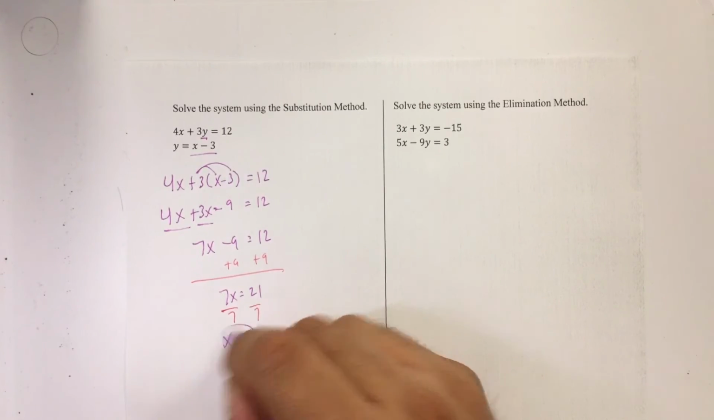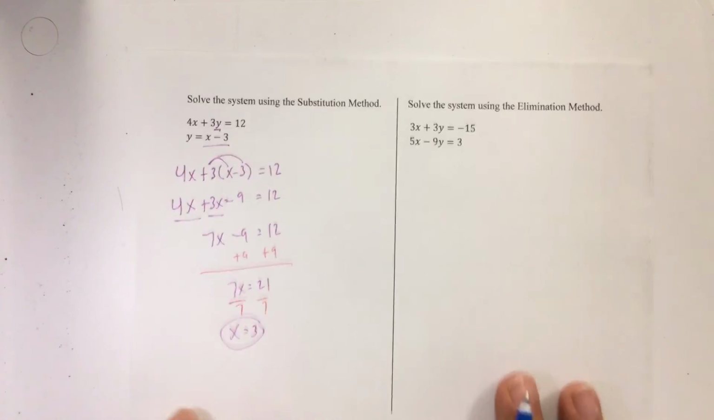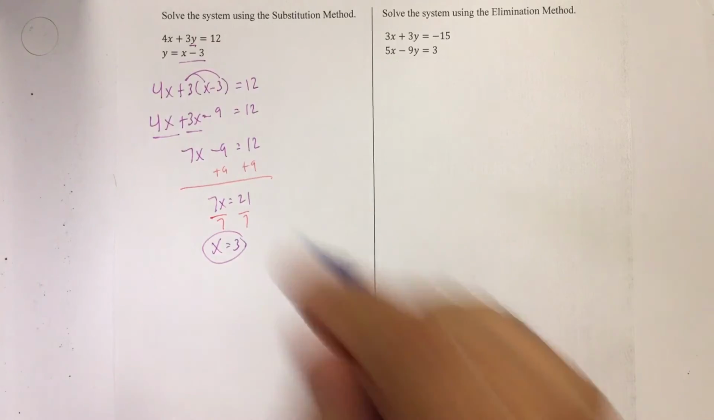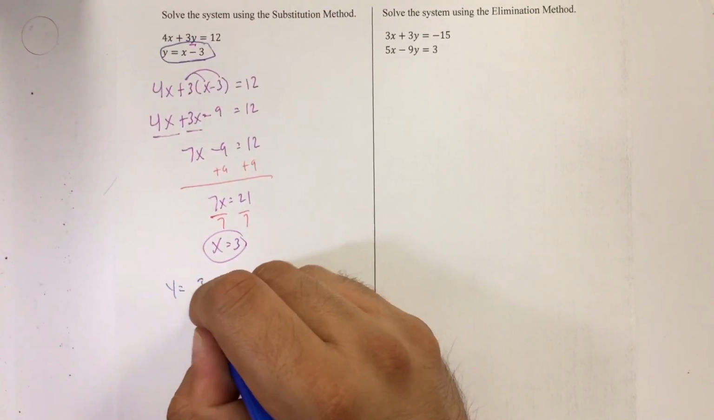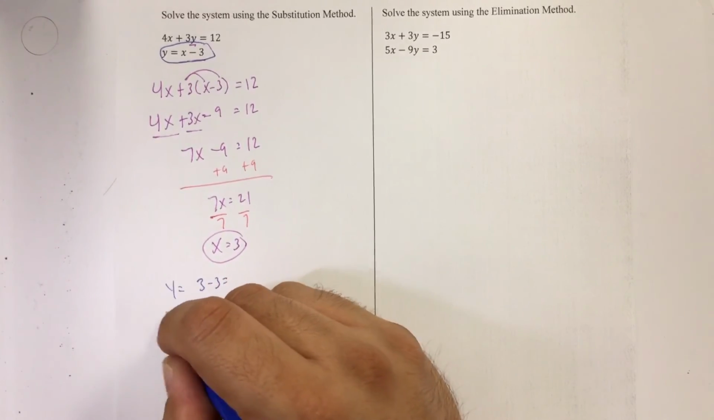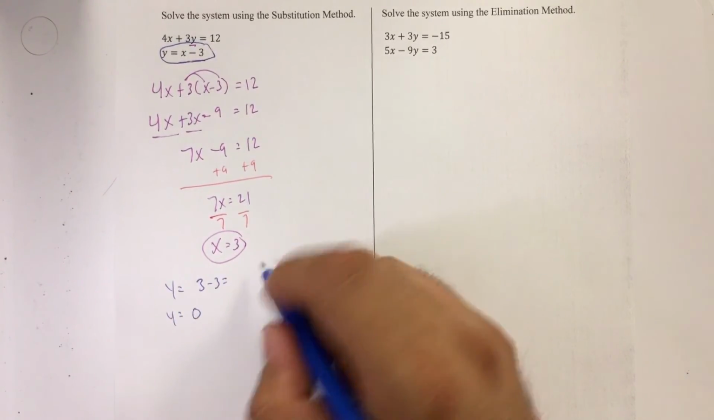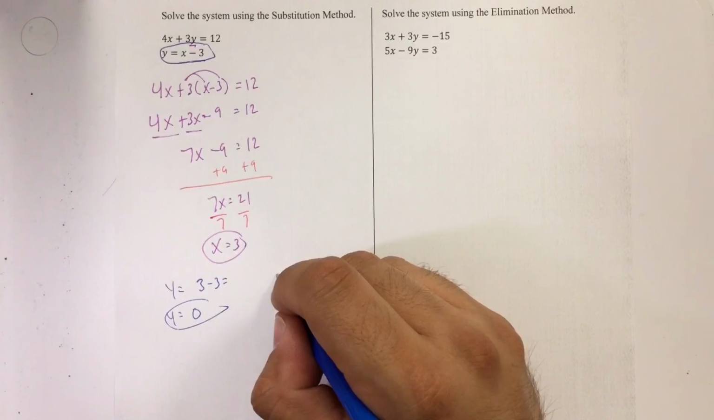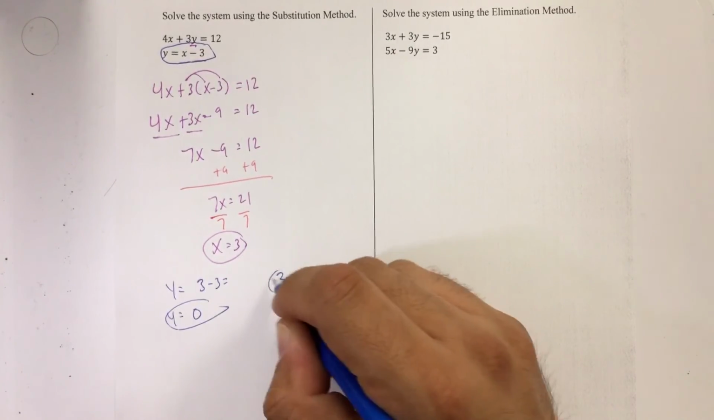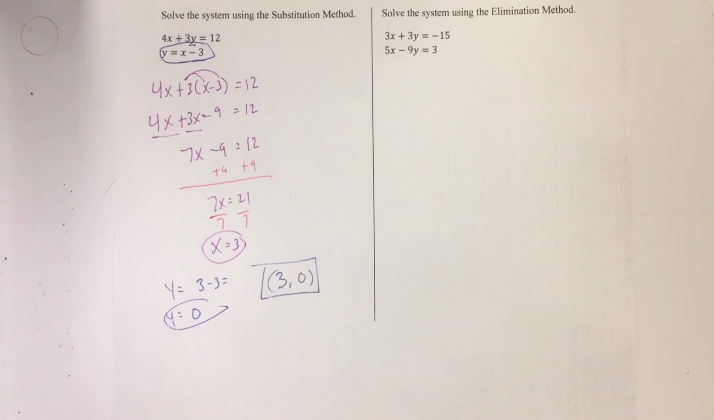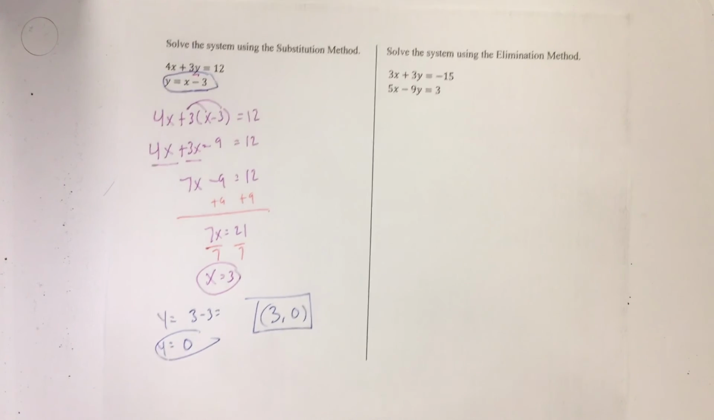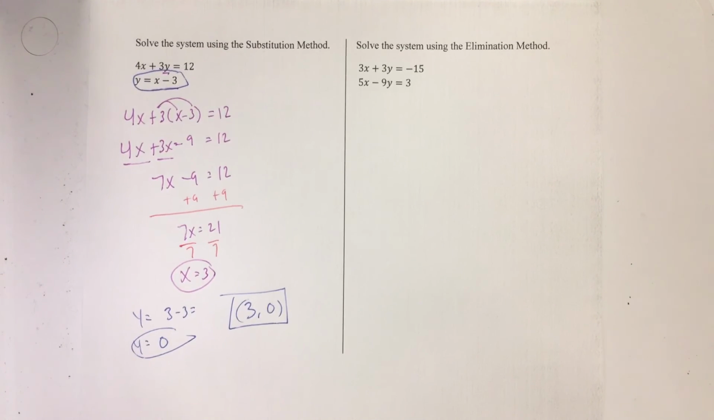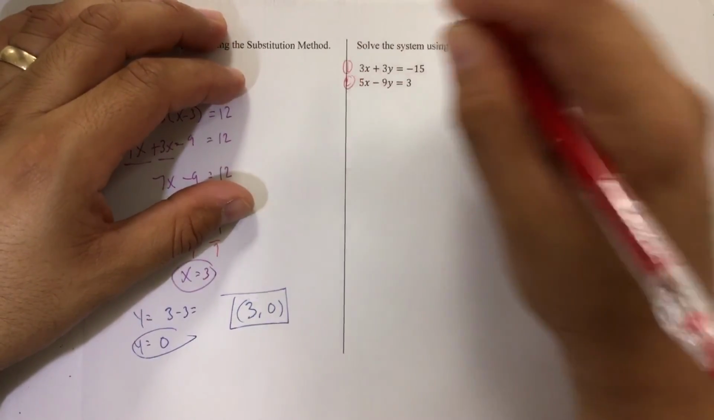X equals 3. To get our last part, we're going to sub x equals 3 into our solved equation. So in this case, y equals x minus 3. So y equals 3 minus 3, which is 0. So our coordinates are x is 3, comma, y is 0. So that's substitution. Now, in the next one, we're going to solve the system using the elimination method. So here, I have equation 1, I have equation 2.